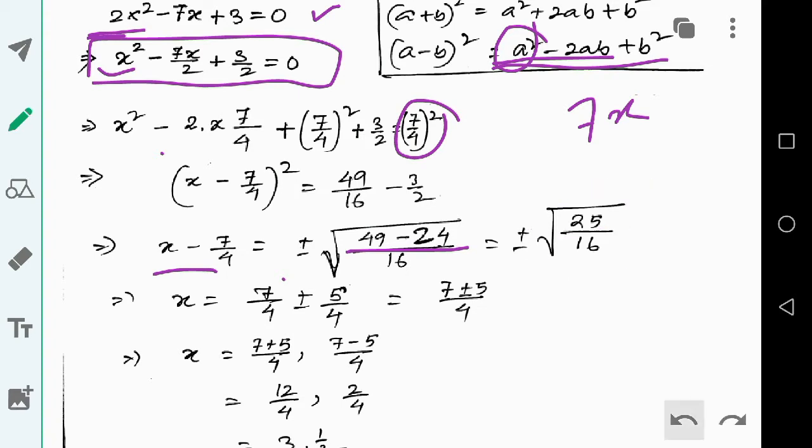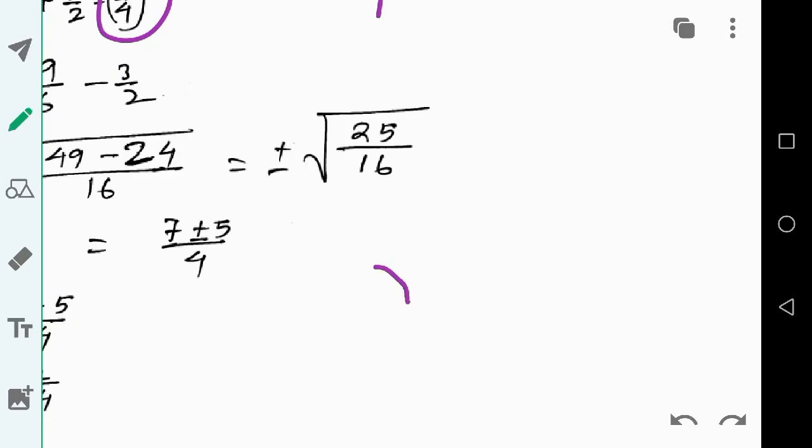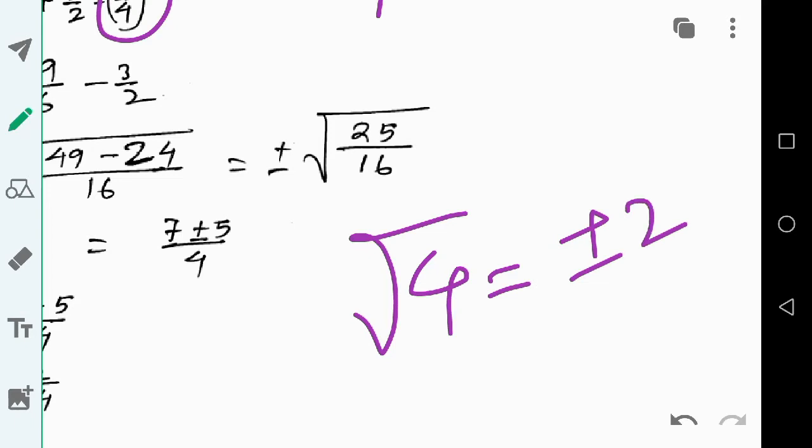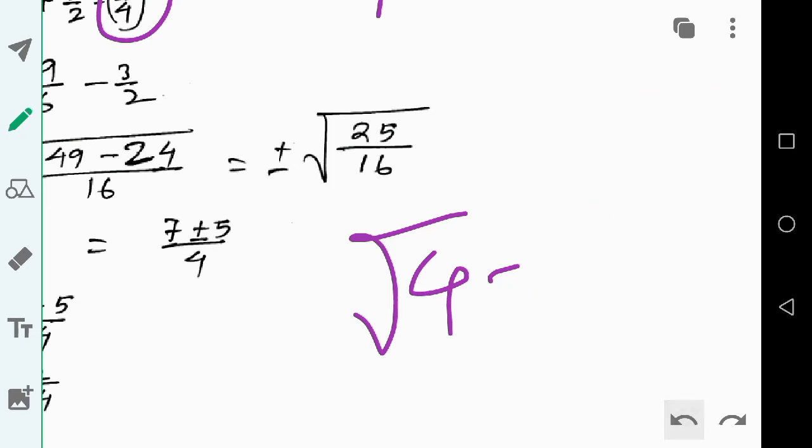Okay, now you see plus minus, so why should I write plus minus here? Now you see the square root of something. Suppose 4, the square root of 4 is always equal to plus minus 2. Why? The square of plus 2 is also equal to 4, and the square of minus 2 is also equal to 4. So that's why when you find the square root of something, always write both plus minus.